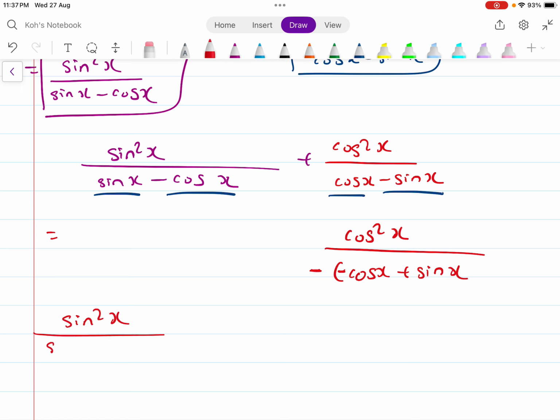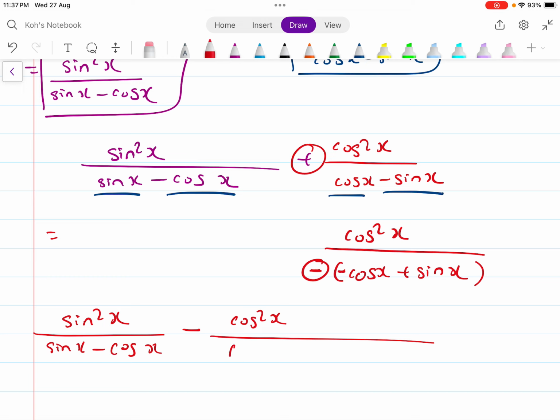So sine square x minus cosine square, sorry, cosine x minus, because if you look at this minus, minus, the minus you can bring to here like that. So it becomes minus here. So plus and minus always win. Cosine square x over negative cosine x plus sine x, which I can also rewrite as sine x minus cosine x.